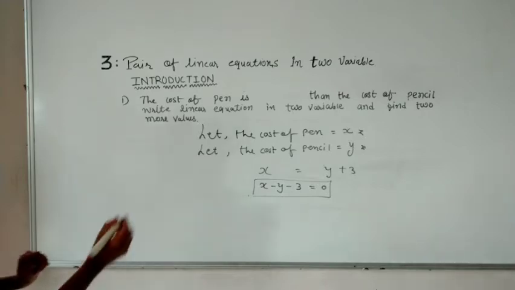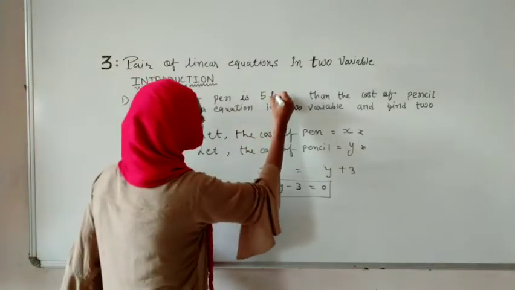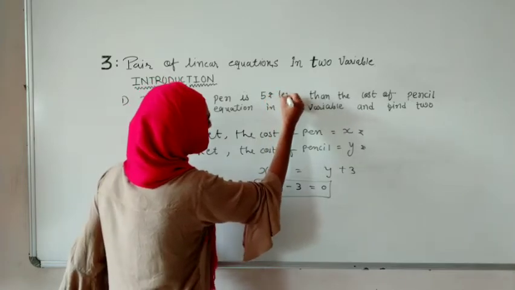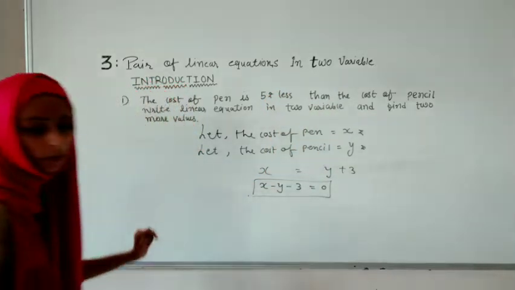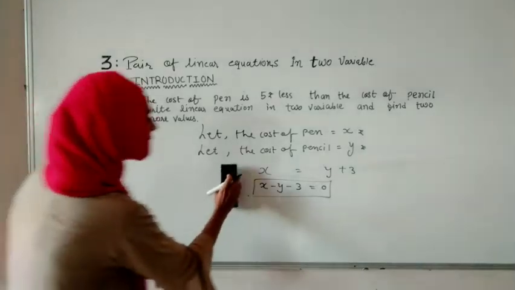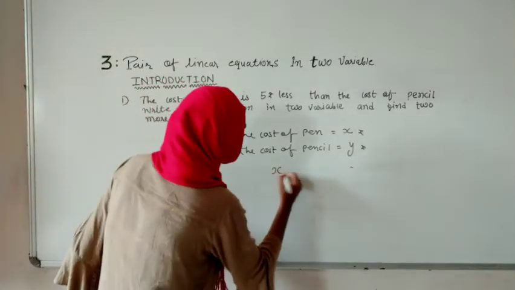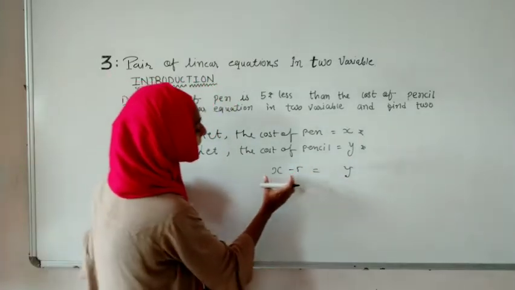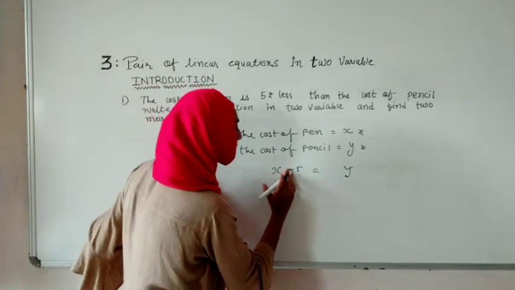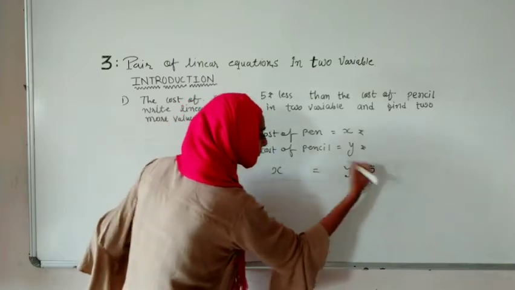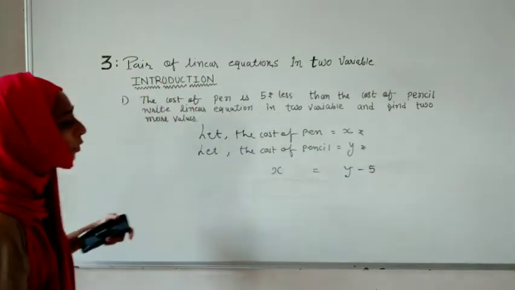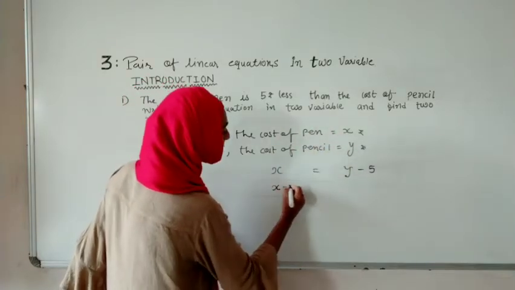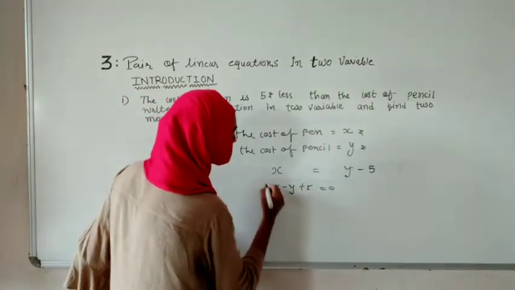The cost of a pen is 5 rupees less than the cost of a pencil. So what kind of statement are we getting? If it is in the form of x and y, the price of the pen is already 5 less, so here we will not subtract 5. We will subtract 5 on that side, then only our equation will be created. In the general form, it will become x minus y plus 5 equals 0.